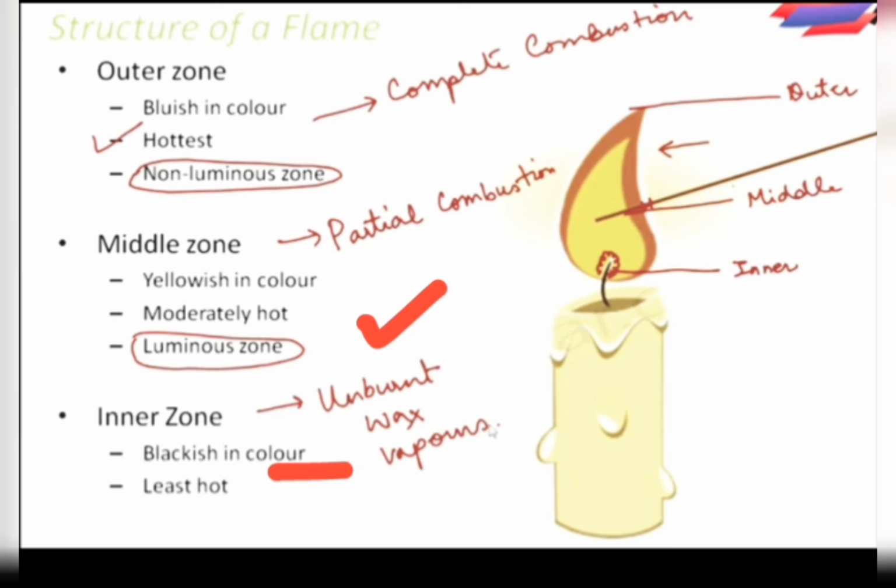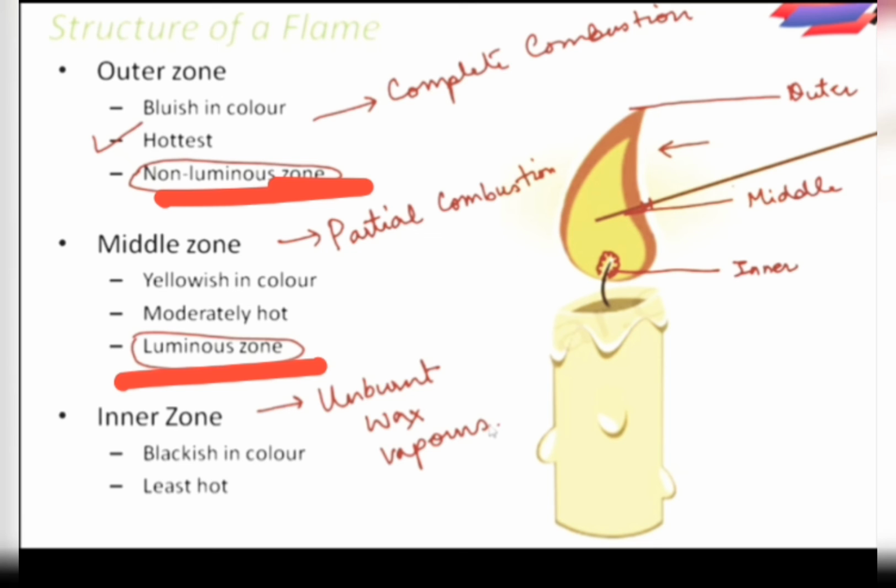Now, when you talk about the temperature, the outer zone is the hottest, it has the highest temperature. The middle zone is moderately hot, and the inner zone is least hot. The outer zone has a temperature as high as 600 degrees Celsius, and the outer zone is called the non-luminous zone because it does not produce a lot of light, whereas the middle zone is called the luminous zone.